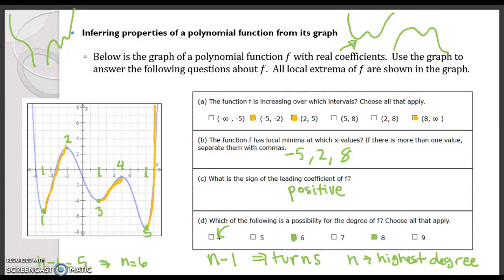Because even though it has 5 turns, an 8-1 would have at most 7 turns. Degree 6 is going to have at most 5 turns. So that is inferring properties of a polynomial.